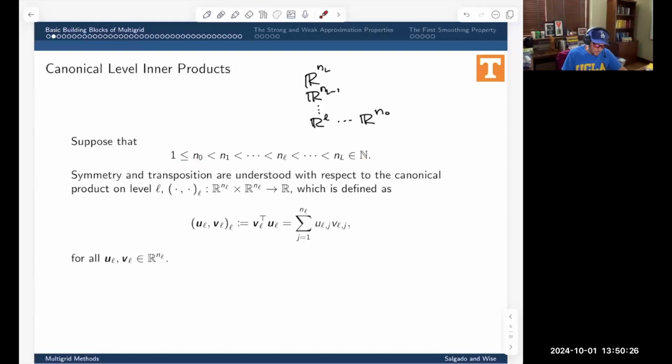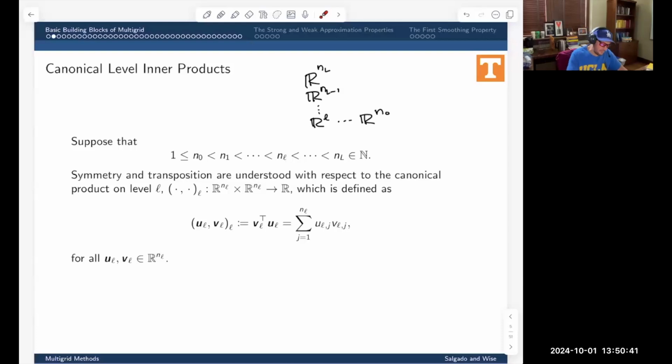All right, now what we're going to do is create a bunch of inner products on each one of these levels. And how should we create those inner products? Well, they're just the canonical inner products, and we call them level-dependent inner products. Now, they're all Euclidean inner products.